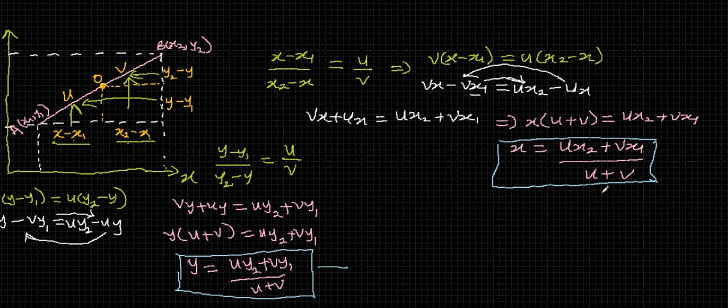So these two formulas, let's call this formula 1 and formula 2. These two formulas are used when we are talking about division of a line into a given ratio. So we are going to henceforth be solving examples to explain this further.